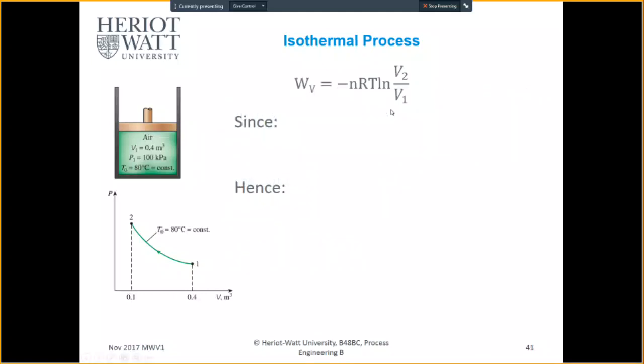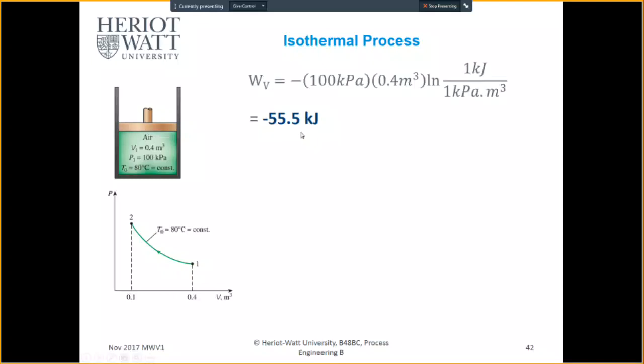So, since volume work is a function of volume, and we're changing the volume, and PV equals nRT, we know that volume work is equal to minus PV times log of the changing volume. So, we're talking about minus 55.5 kilojoules. Can I get a show of hands who got that? And hands who didn't get that? So I know who tried. All right. Okay. We'll work through something similar in the tutorials anyway.